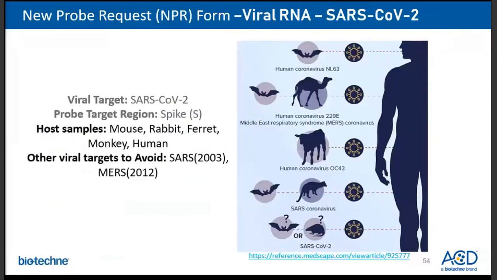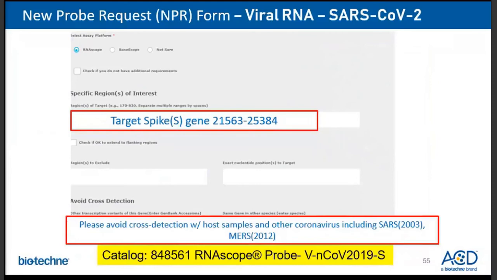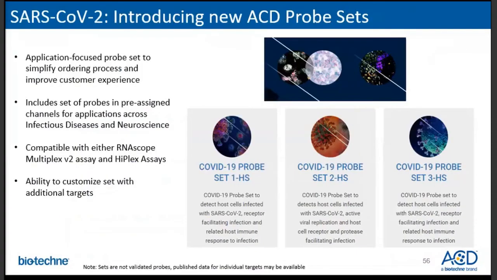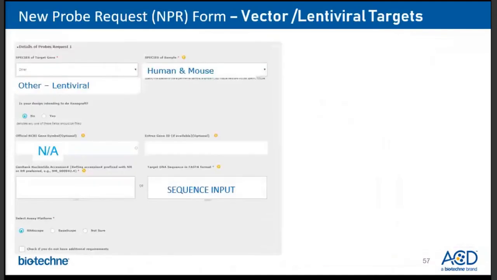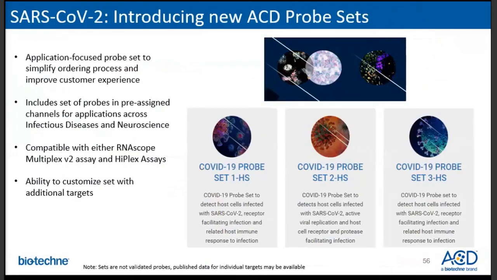And so once you have identified your viral target and the target region of interest, next you probably want to let us know the host and then also any other species that you would like us to avoid. And this is very common for us, but just let us know exactly what you would like us to avoid, and we can do that with our screen during the design. So next, once you provide that information, you can provide the spike region, spike S, and then provide the avoid cross detection.